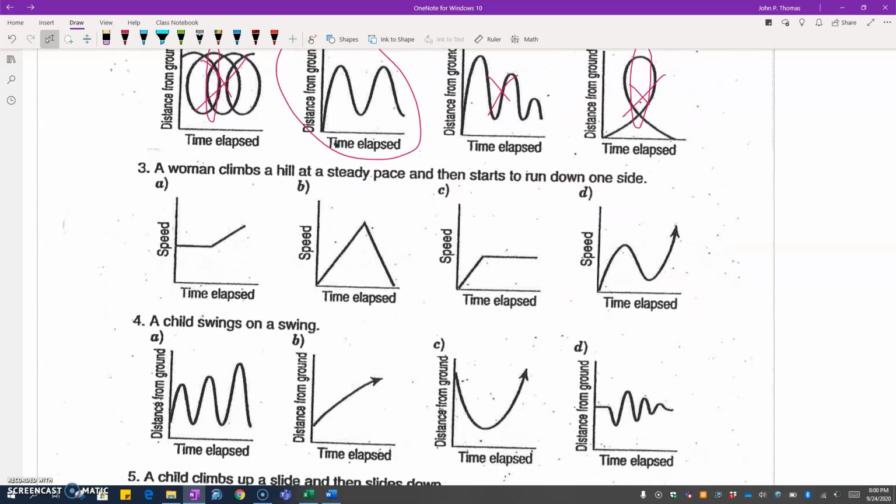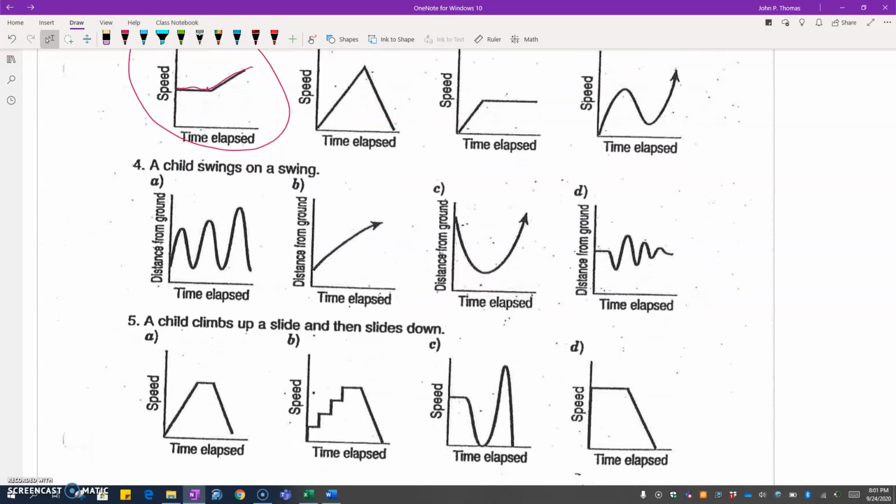If I take a look at number 3, 3 says a woman climbs a hill at a steady pace, and then starts to run down the other side. So climbs the hill at a steady pace, we'd expect speed to stay the same, and then runs down one side, we'd expect the speed to increase as they move down that side. So when I look at this, the only graph that really follows that is A, where we have a constant speed moving across this first section, and then it speeds up as we go through.